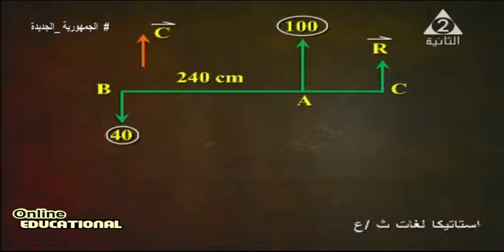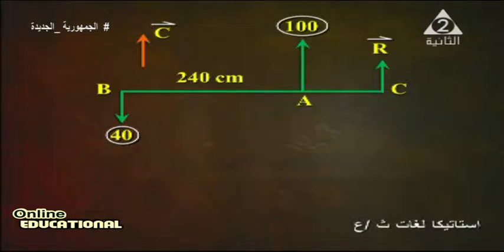We have two forces. The biggest force is 100. The smallest force, 40. The force 100 acts at point A. The force 40 acts at point B. The distance between the two forces, or AB, equals 240 centimeters. Remember, my dear student, the required is to find the magnitude of the resultant.